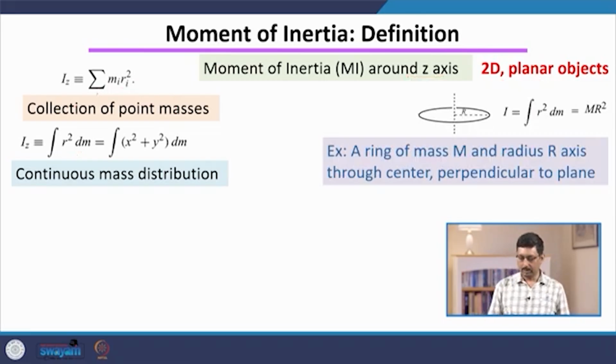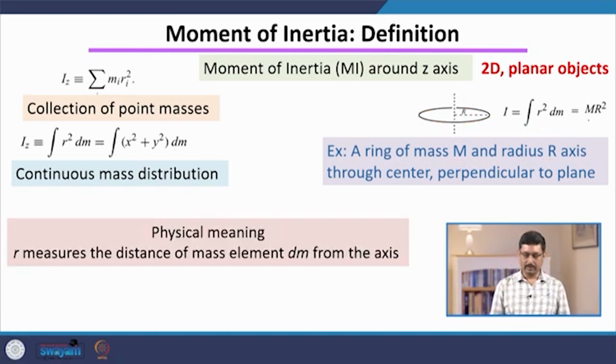So, here is an example. Suppose you have a ring, the mass is distributed along the perimeter of the ring, and the ring has a mass m and radius r. So, this is the object mass distribution. Then the pivot point is the center of the circle, and the axis of rotation is perpendicular to the plane. So, this is the axis, and then what is the mass distribution? It is very easy to see that if you calculate this integral, which will give us the moment of inertia, it will be given by the total mass times r square.